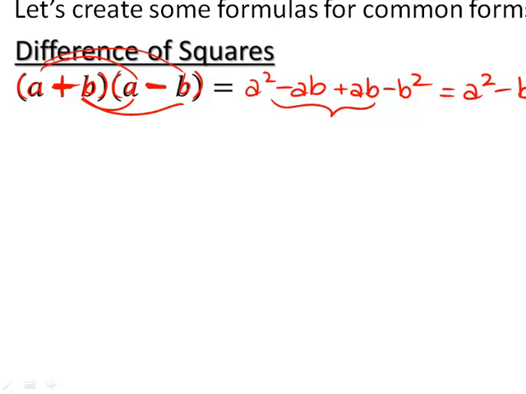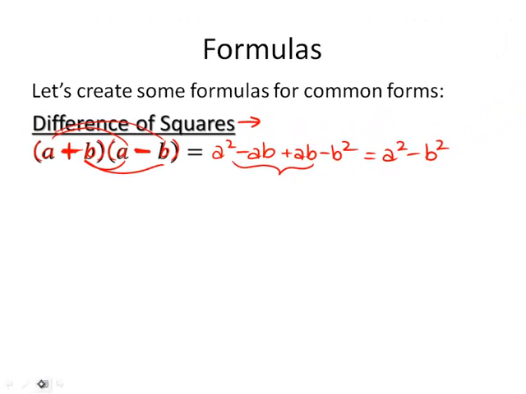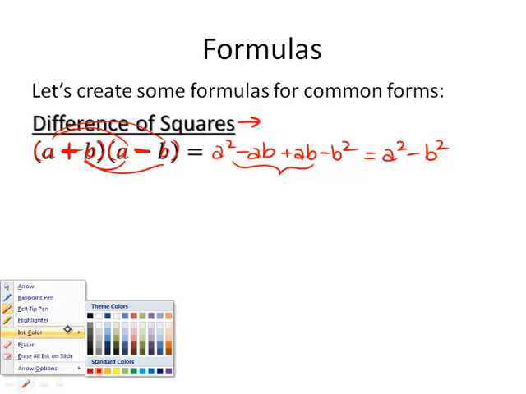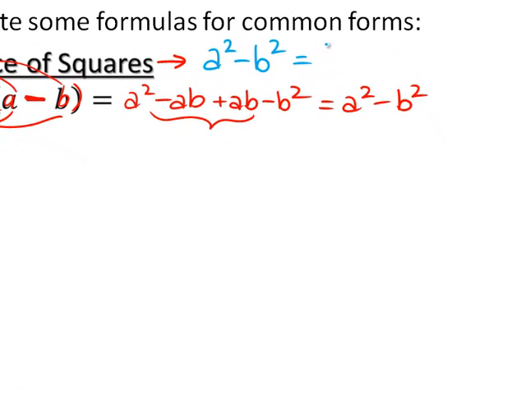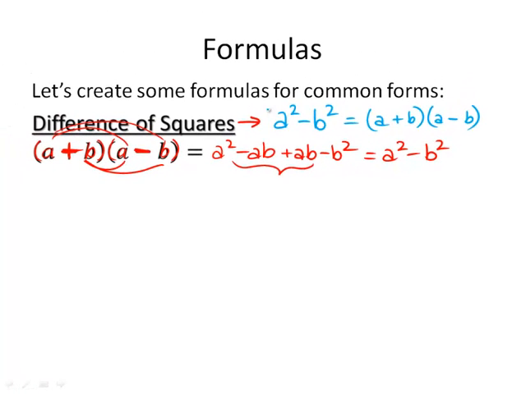Therefore, whenever you see, and let's write this in a different color, a squared minus b squared, you can refer to the factored form as the a's in the first terms, the b's in the last terms, so the roots of these items, and a plus and a minus.